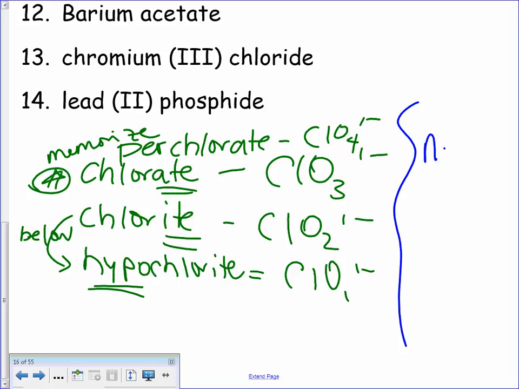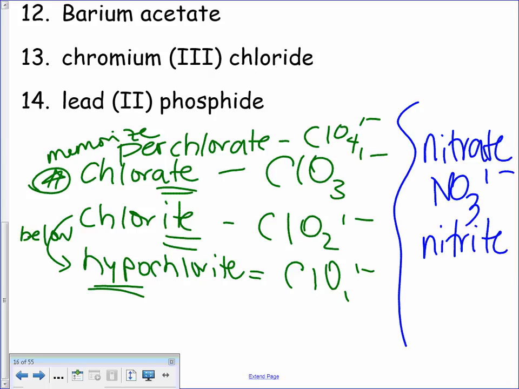Look at nitrate. What's nitrate? Look on your list. NO3, 1 minus, right? So then, but don't even look at nitrate. Look at nitrate and tell me what nitrite is. NO2, 1 minus. Okay.